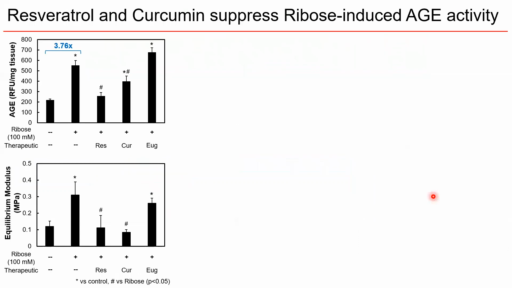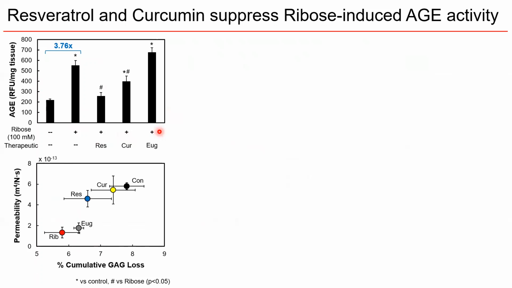We first determined that 100 millimolar ribose treatment induced a physiologically relevant 3 to 4 times increase in AGE cross-linking, which correlated to an increase in the equilibrium modulus of the tissue as well. This was suppressed by both resveratrol and curcumin, but not with eugenol. AGE cross-linking was also found to be inversely correlated to tissue permeability, where diffusion of GAGs was limited in response to decreased matrix pore size.